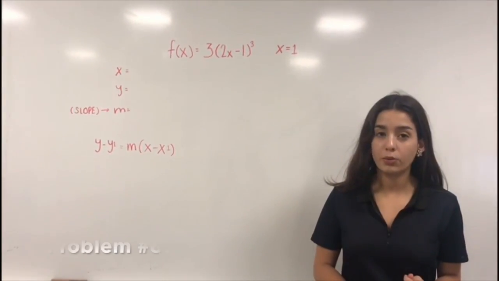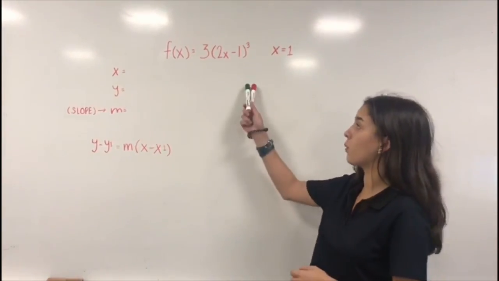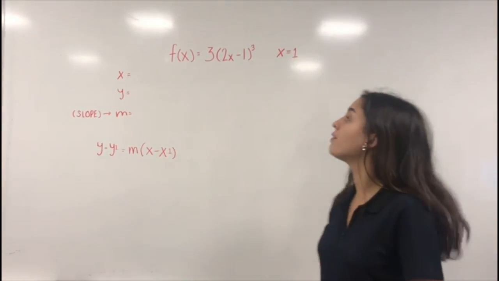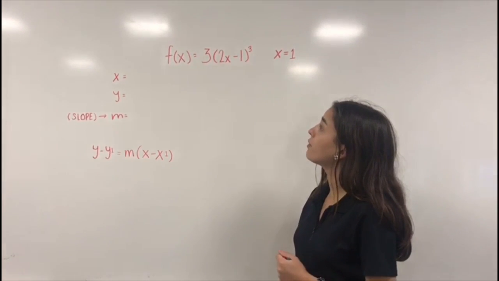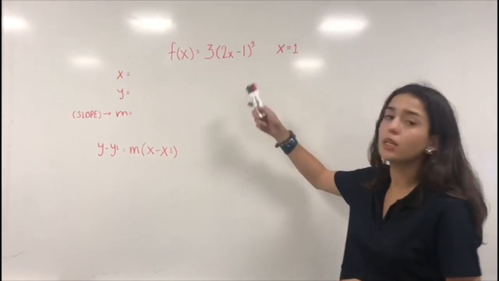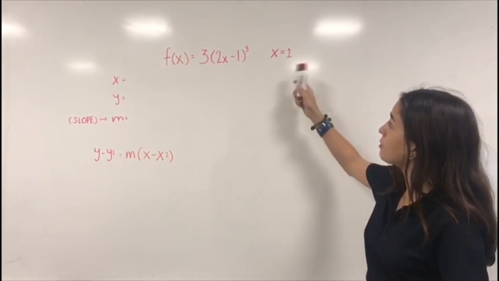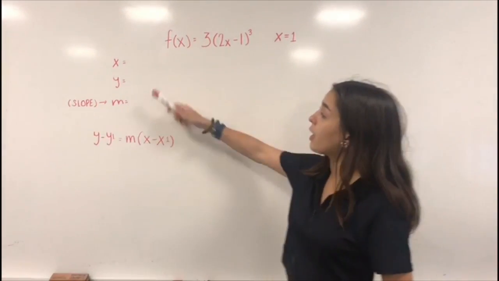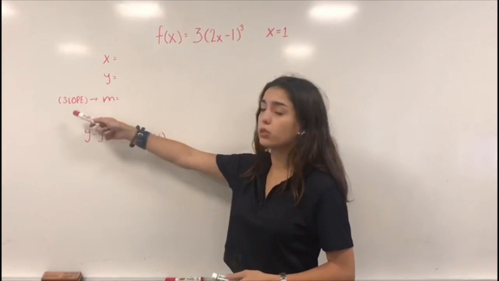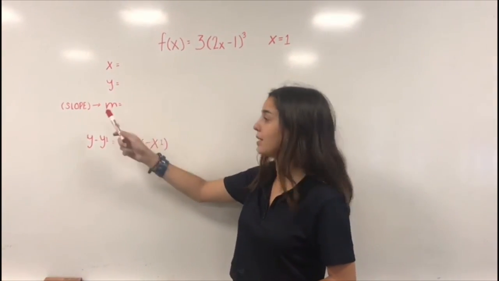Hello, I'm going to show you how to get the tangent line of this equation. This equation is f of x equals 3, open the parentheses, 2x minus 1, close the parentheses, to the third power, the x being 1. In this operation, what you want to do is get the x value, the y value, and the slope. The slope is always represented as an m.